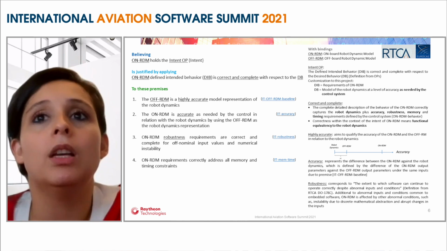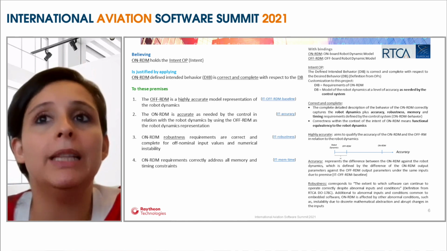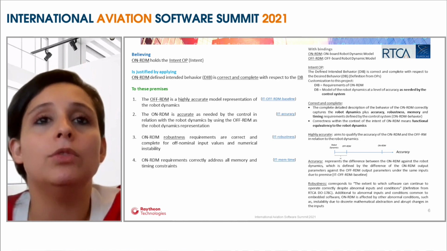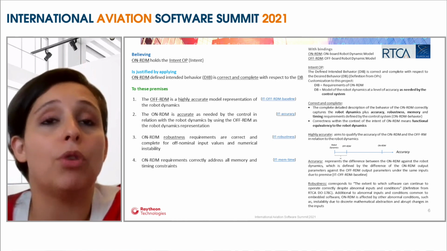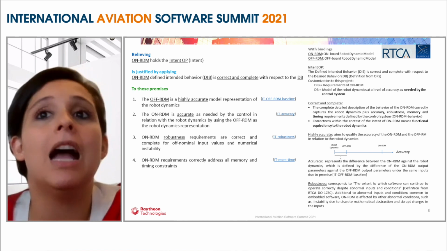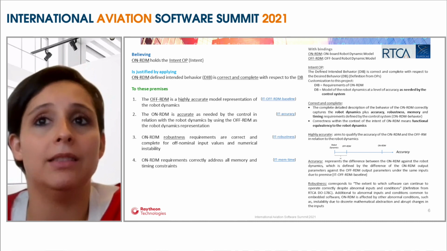intended behavior. As you can see in the definition of correct and complete that we have here in the justification, we need to show the robot dynamics, accuracy, robustness, memory, and also functional equivalence on the robot dynamics. We can see that these 4 premises that we're showing here are sufficient to hold intent.